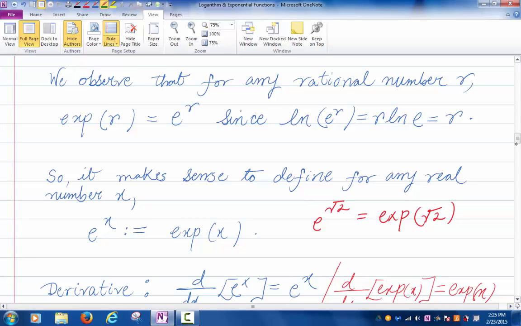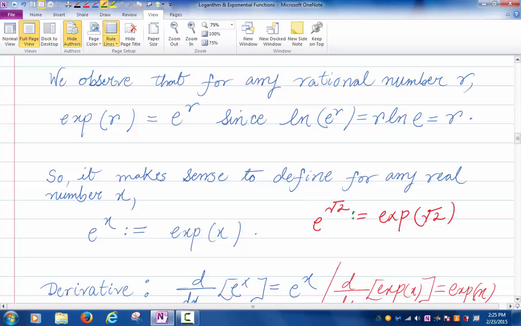And that's why it makes sense to define e to the power of an irrational exponent to be exp of that irrational exponent. Am I making sense? It makes sense for e to the root 2 to be defined by exp of root 2. This is the definition: e to the root 2 is defined by exp evaluated at root 2. It makes sense to do that.